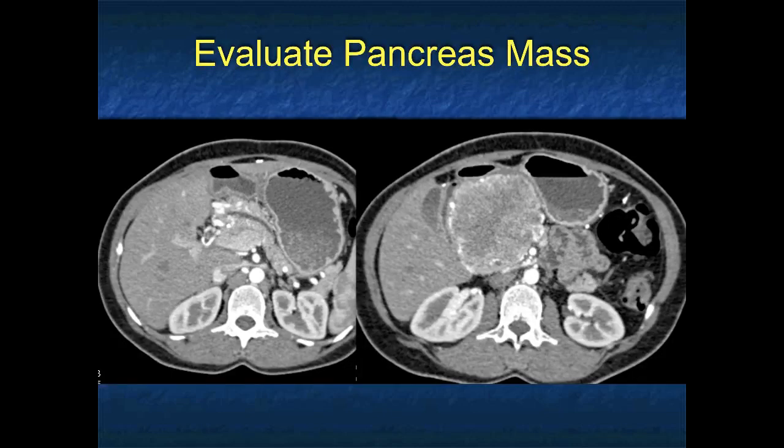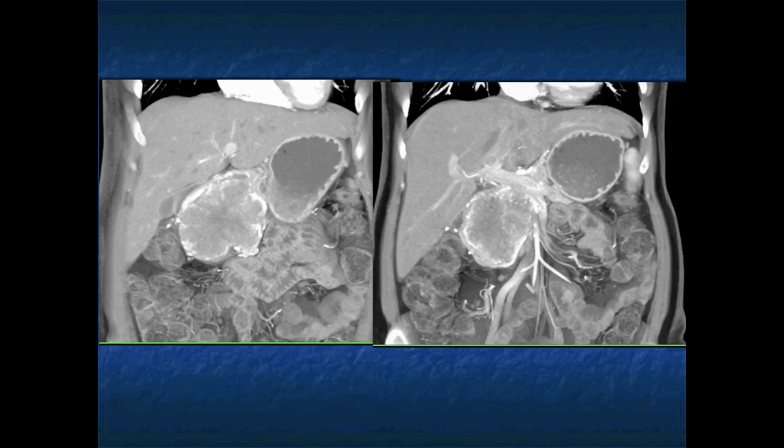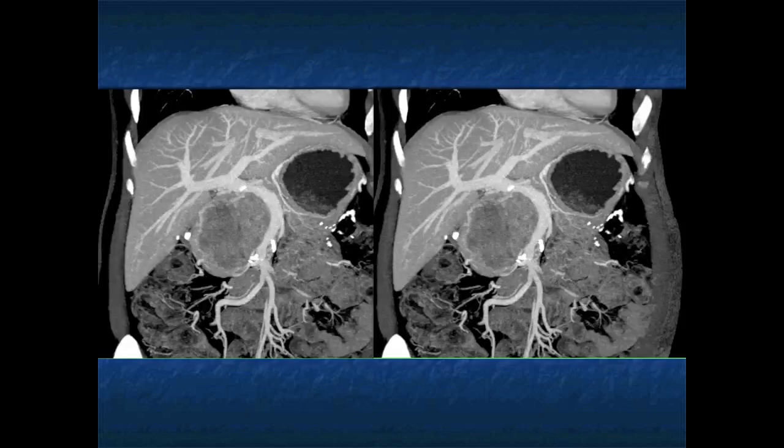Pancreatic mass, evaluate. Large pancreatic mass, peripheral enhancement, solid, no dilated duct, rim enhancement. You got to be thinking of a neuroendocrine tumor. That's a thought because it's vascular, but the vessels are splayed around the lesion. There's none of that diffuse neovascularity typically with neuroendocrine tumors.